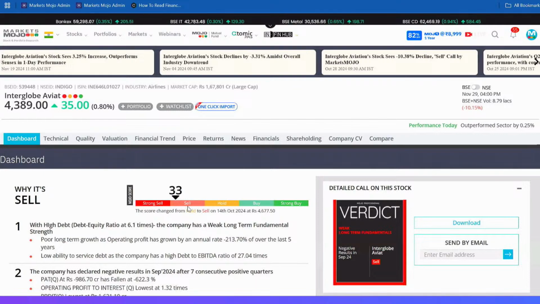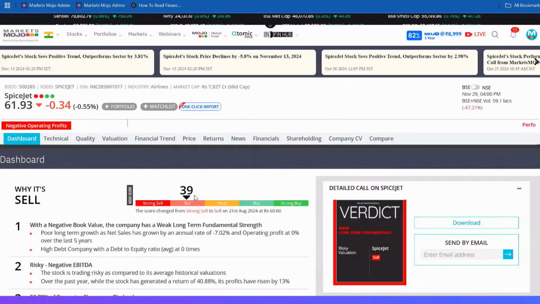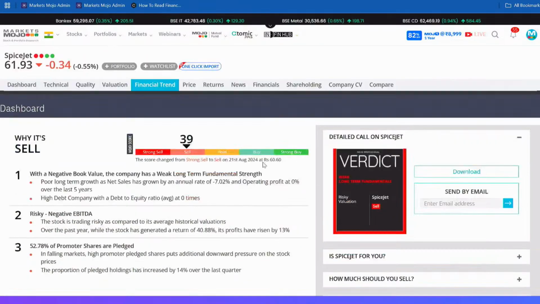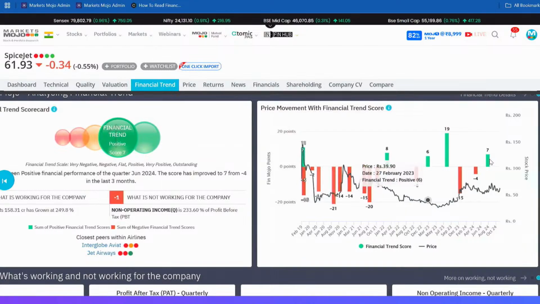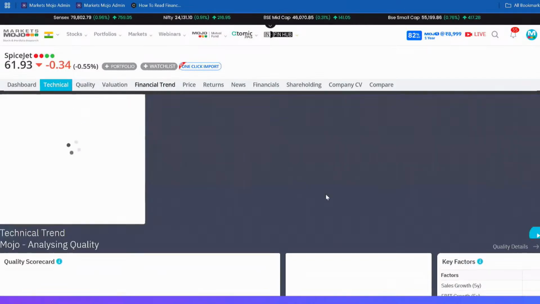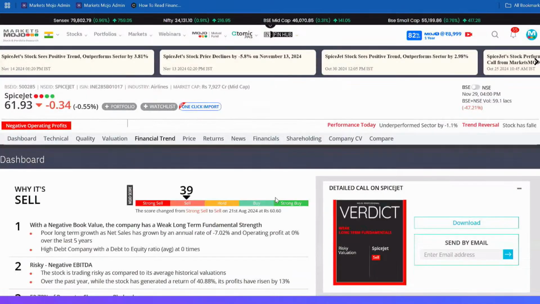This is a sell at 33 and SpiceJet is a sell at 39. So I would not suggest any investor to go against the trend. I don't even see this as a hidden turnaround currently. The stock has moved and shown a particular movement over here, but the price has remained subdued. Airline stocks over a longer period of time have not been great wealth creators in the Indian market.